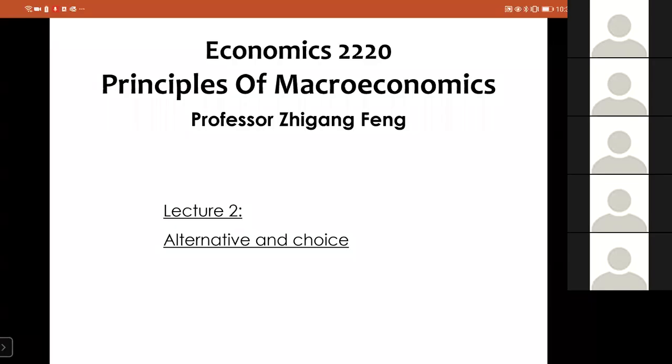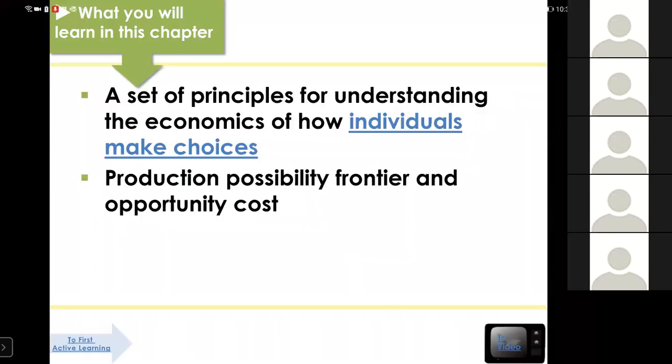So now let's start. Where we are: last week we started lecture 2, which discusses alternatives and choice. Here is a roadmap for this chapter. So far we have learned the first part, which is a set of principles. And today we are going to study the second part, which is the production possibility frontier and opportunity costs.